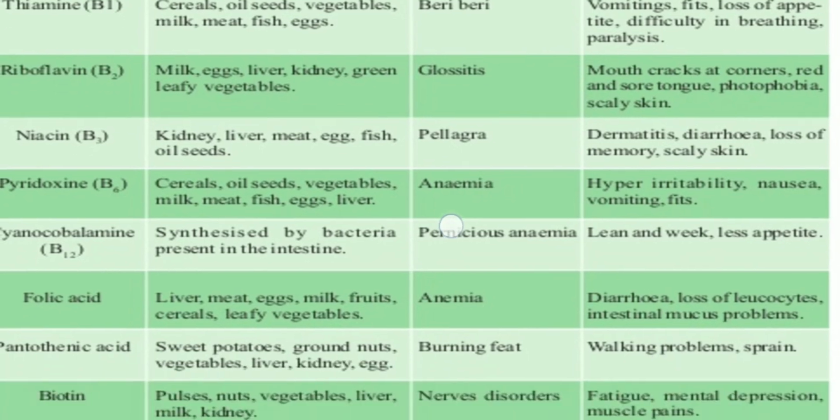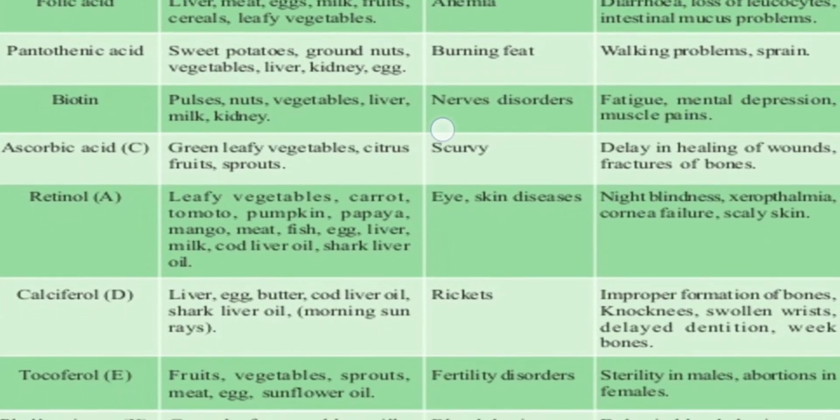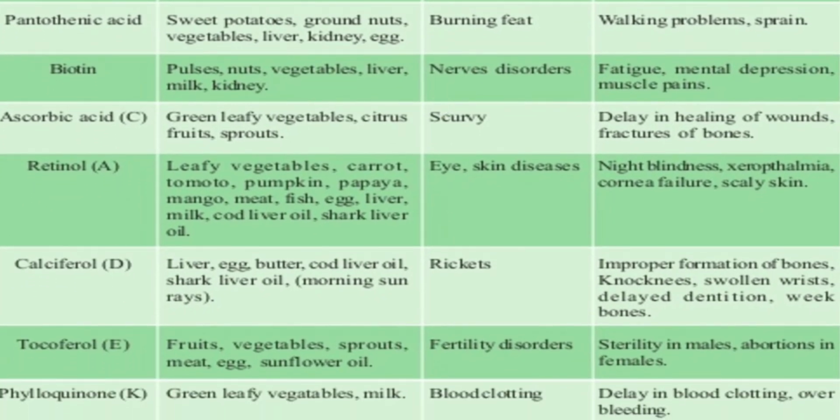Then next is the pantothenic acid. So what are the sources? Sweet potatoes, groundnuts, vegetables, liver, kidney, egg, etc. So what is the deficiency disease caused? That is burning feet. That is, you feel a burning sensation in the feet. So what are the symptoms? That is walking problems and sprain, that is pain.